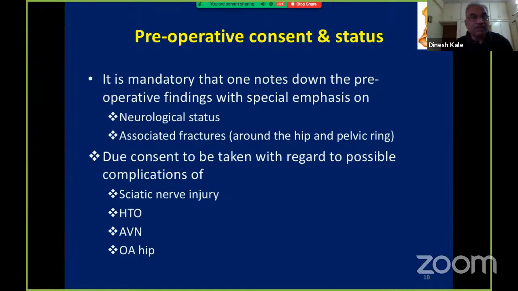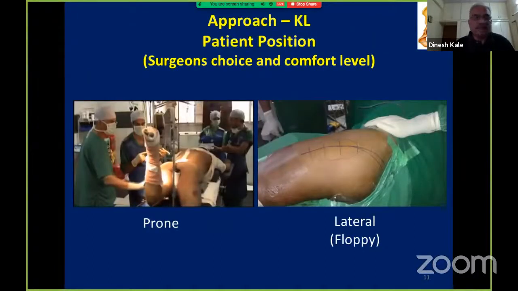A due preoperative consent is necessary, and one should also take into account the possible complications that have been listed here. Now, this KL approach can be done in 2 fashions. One is in a prone position, the other is in a lateral position, which is also called a floppy lateral position, because the patient is not very tightly positioned in a lateral position. We should be able to move the patient slightly towards the prone side and slightly towards the supine side, because sometimes when there are associated fractures, we should be able to approach the other side.